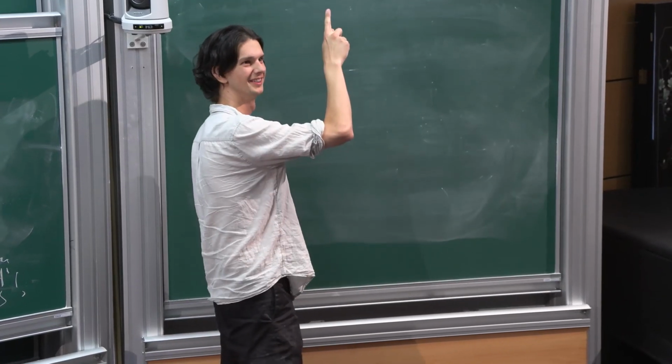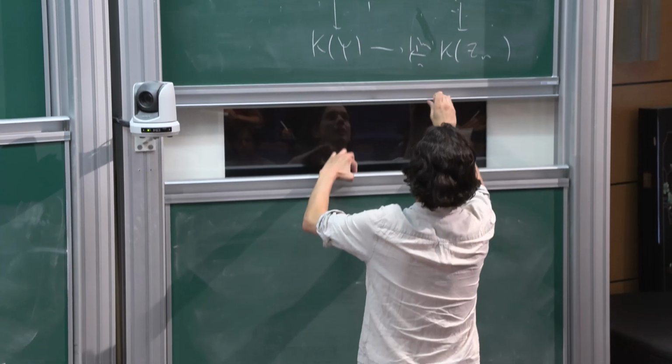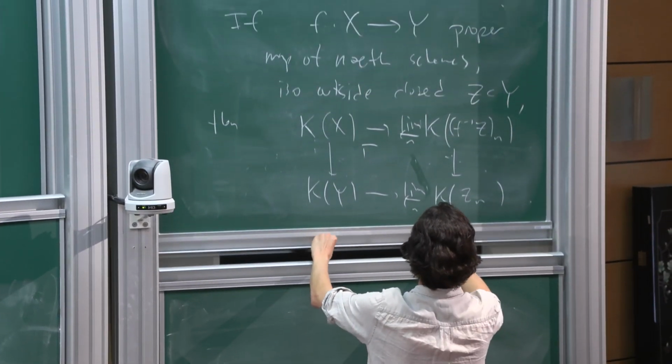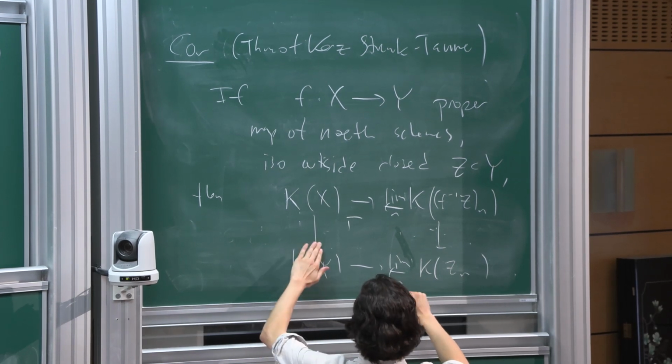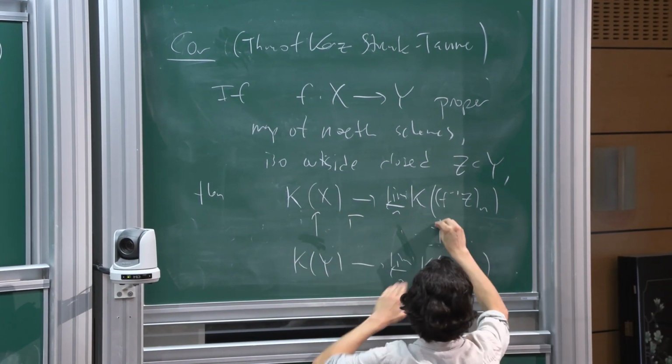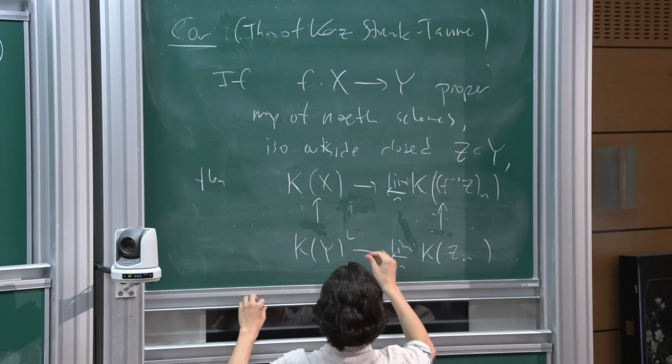Did I state it wrong? No, just the arrows should be... Tell me where. The arrow goes the other way. Thanks. Like that? Is it good now? Thanks. And then the pullback goes the other way too. Okay. Yeah.